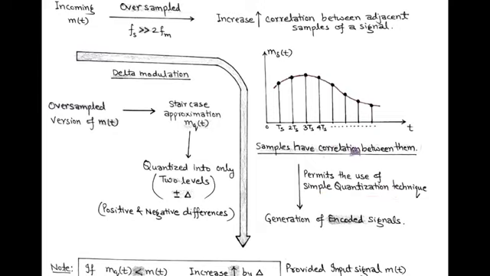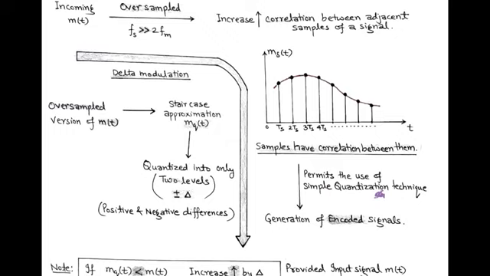Correlation between different samples means the signal does not change rapidly from one sample to the next. So, using oversampling in delta modulation, encoded signals are generated using a simple quantization circuit.